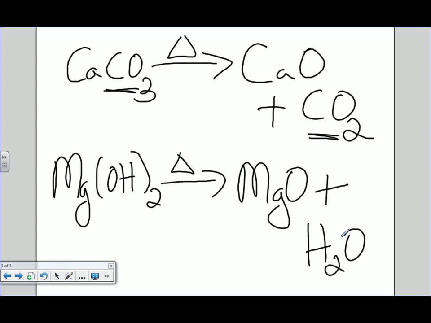Hope this helps. We'll take a look at a lot more decomposition and composition reactions as we go through, but you can also treat them as redox reactions, which is an important thing to notice as we talk about different types of reactions.